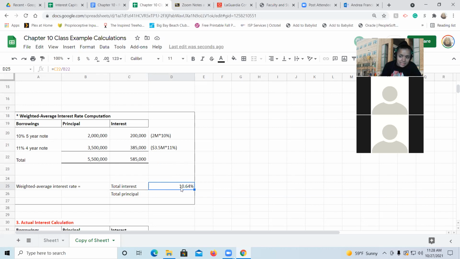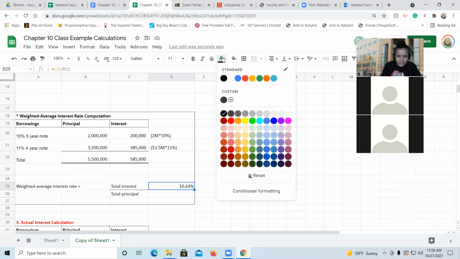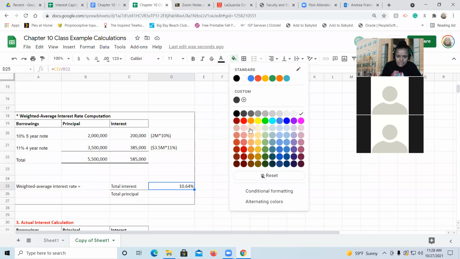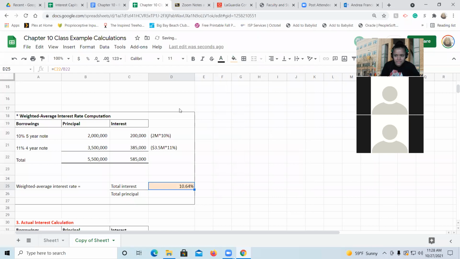Notice how this number is not 10.5%. It's not 10 plus 11 divided by 2. It's higher than that because the 3.5 million note that has a higher principal also has a higher interest rate. So we can't just average the rates and say that we're done. Now I know this gets kind of hairy, but I'm trying to be very systematic with you so that you can see how we go from one thing to the next.